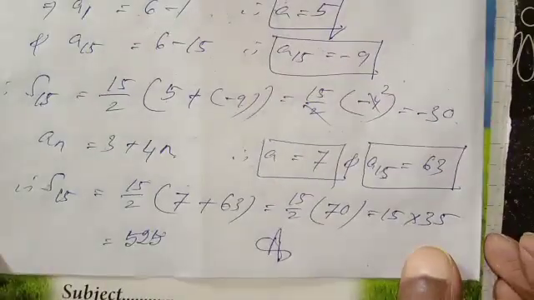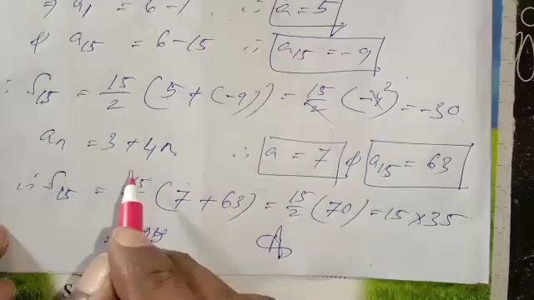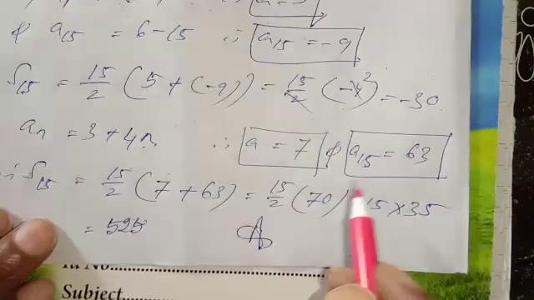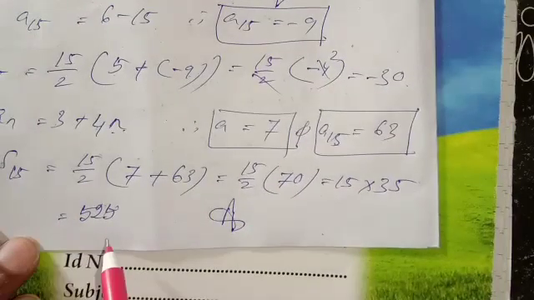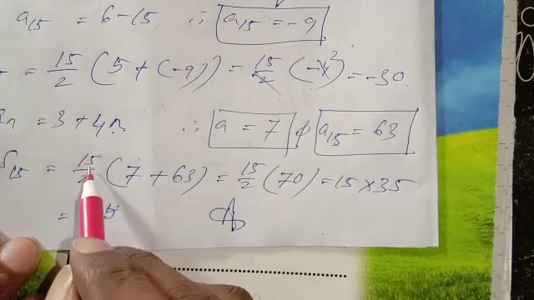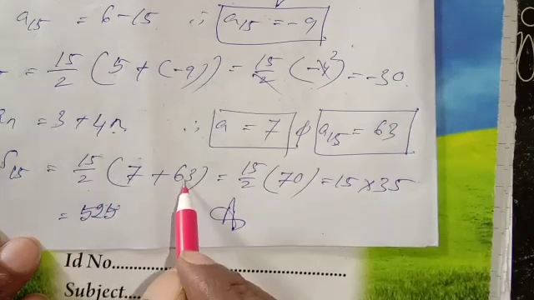Initially in this second-part question, the nth term is given, and you have to find the first term by putting n equal to 1, and the 15th term, that is the last term, by putting n equal to 15. Then find the sum of 15 terms, just using the formula n by 2 into a plus l. a means your first term, l means the last term, that is the 15th term.